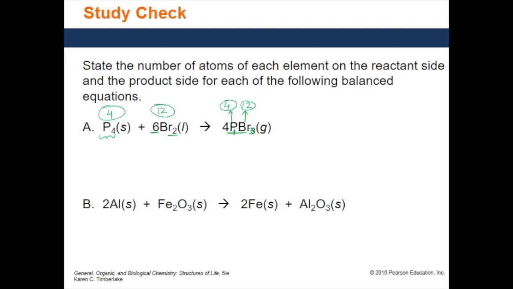But let's see if we were to balance this reaction. The question would look like P4 plus Br2 is changing into PBr3. So how do we balance it? I see that the number of phosphorus atoms is 4 here, and here I only see 1. To balance it out, I need to multiply this by 4.